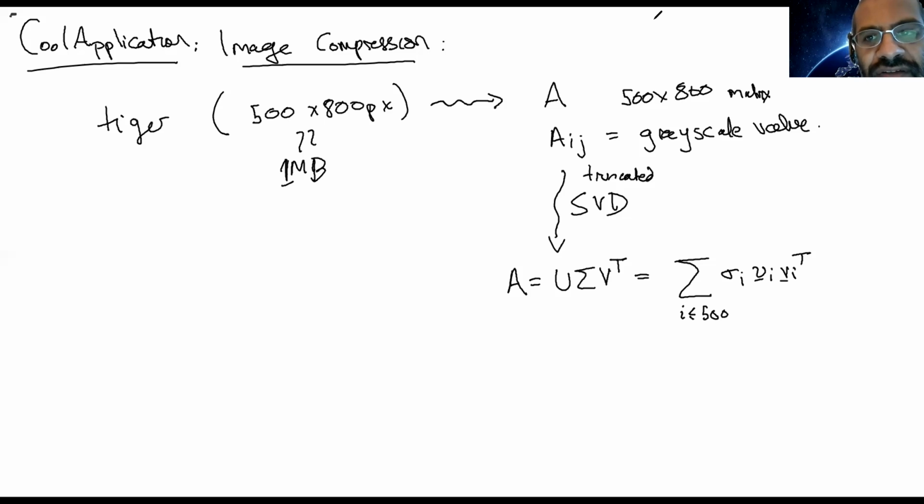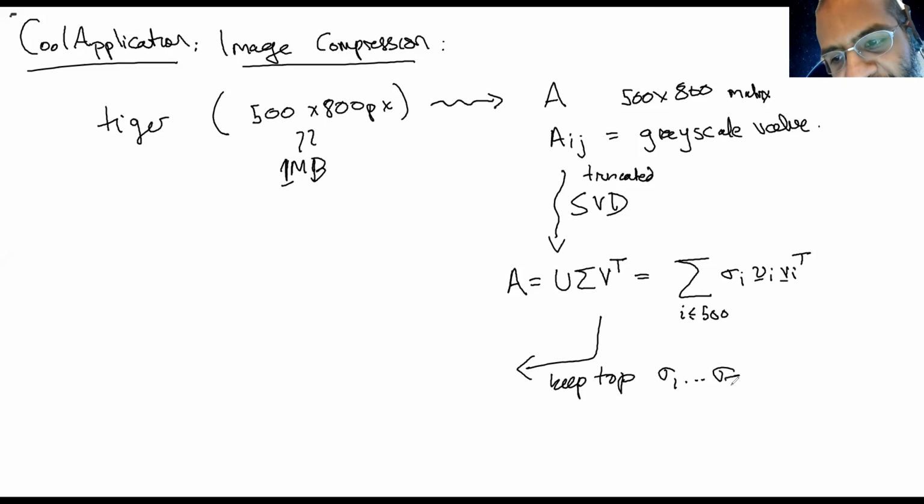So the next step is going to be to only keep the top singular values. Let's just say keep 50 of them. So I'm going to make a matrix A tilde, which is just going to have 50 of these terms instead of 500. That's where the compression happens. Right? I'm going to have summation i less than 50. I just throw away the rest, and by top, I mean the largest ones.